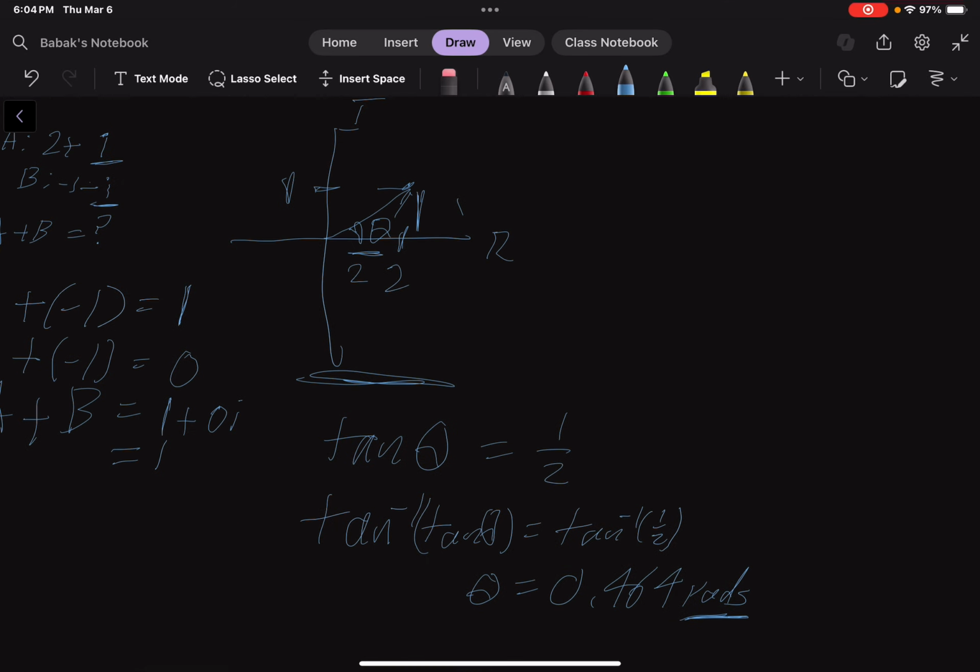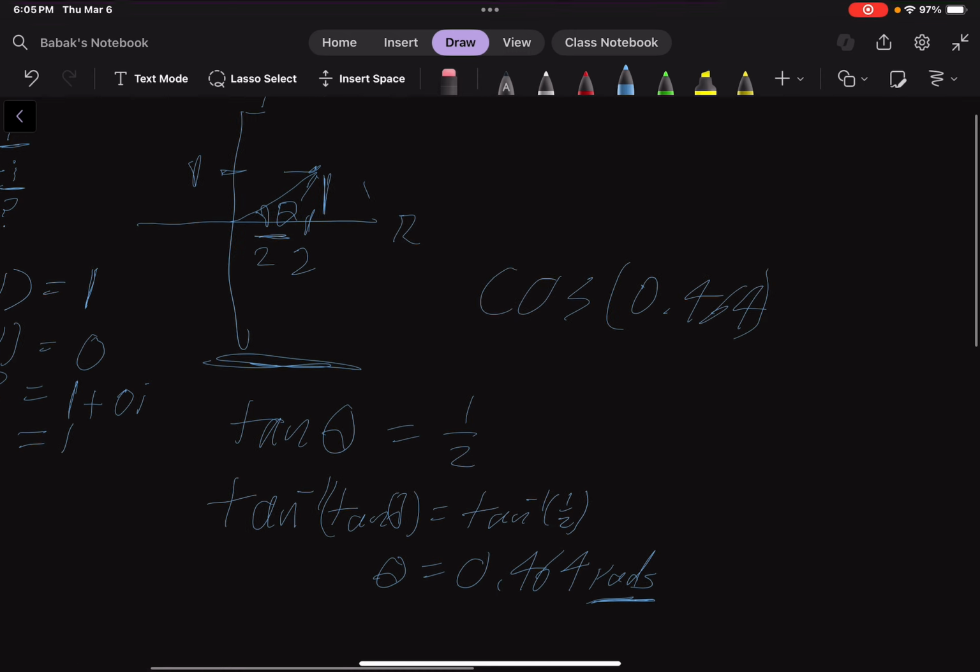Now, we have established that there is, of course, the angle. However, we can also take the cosine of this angle, cosine of 0.464, though I would recommend you do not use the rounded figure. And you will receive approximately 0.89.